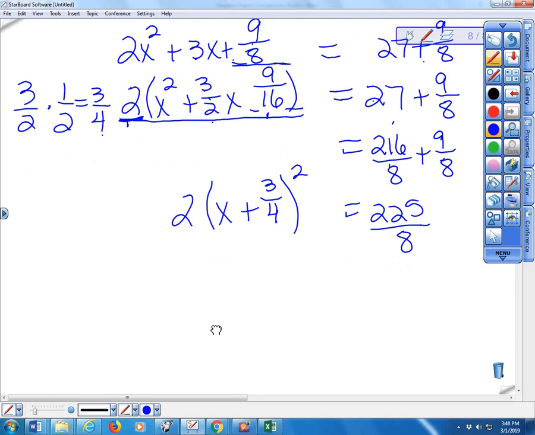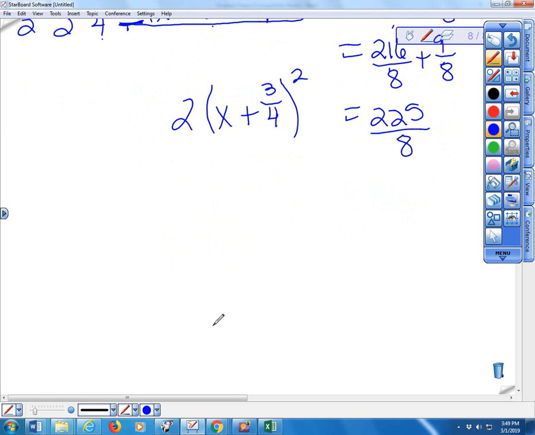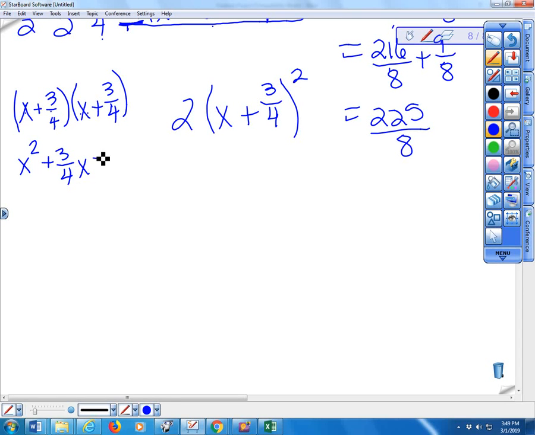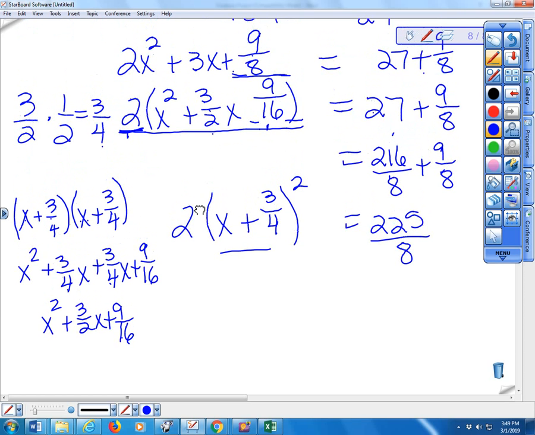And I can check this. X plus 3/4 times itself, which is what x plus 3/4 squared is. Okay, x times x is x squared. X times 3/4 is 3/4 x. X times 3/4 is 3/4 x, and plus 9/16. So 3/4 plus 3/4 is 3/2. And in fact, the way I factored it matches what I started with. X squared plus 3/2 x plus 9/16.